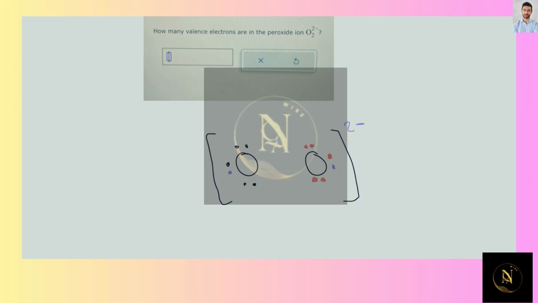Actually, over here, instead of having a simple one like that, we can consider it as a pair being shared in between both of the oxygens. So with this, we're going to have 14 total valence electrons in the peroxide ion. And as you can see, this is going to satisfy the octet rule for both of the oxygens.